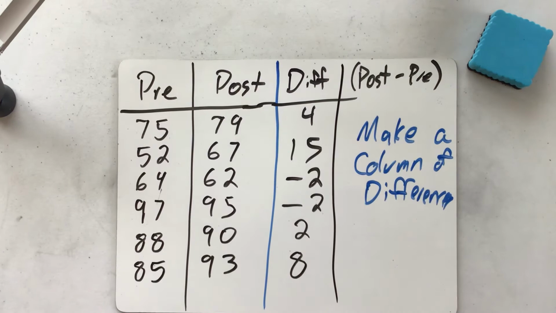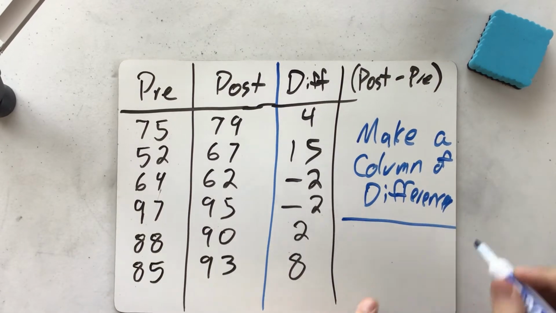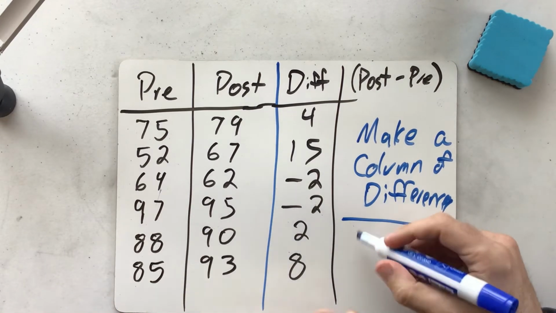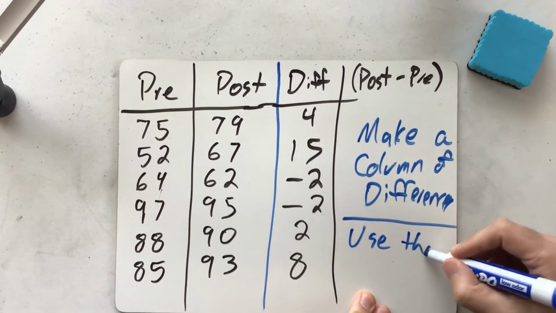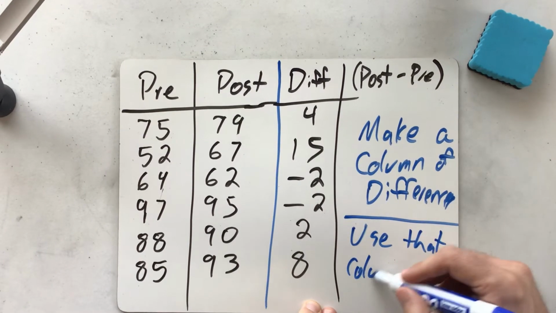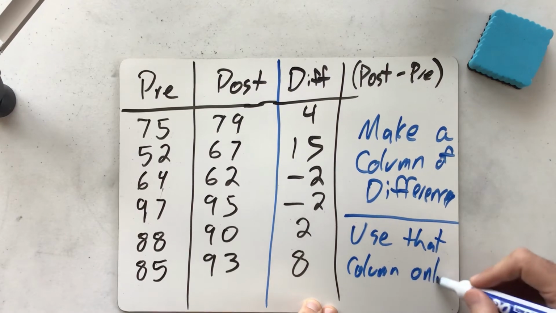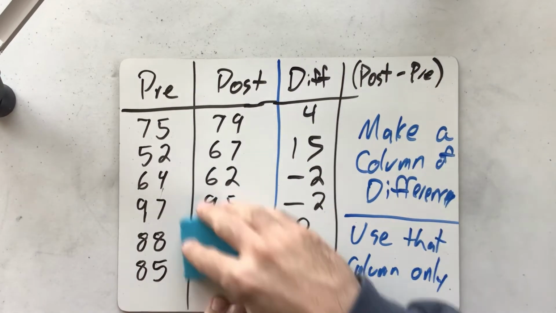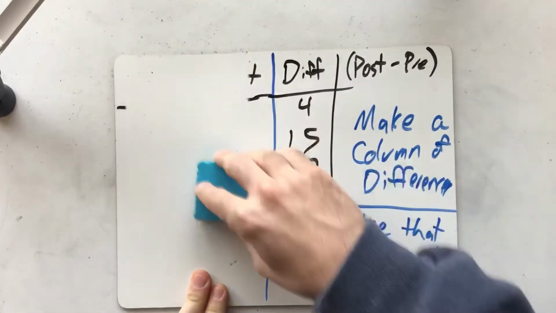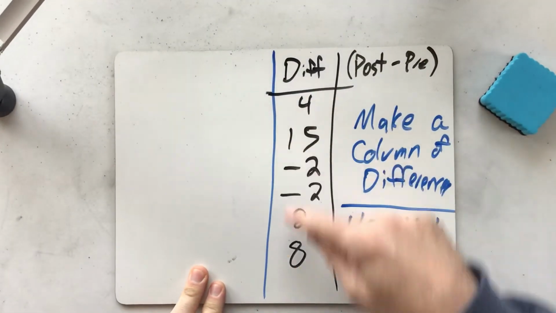Now, once I have my column of differences, I'm going to ignore the first two columns and use that column only. So I'm now going to erase my pre and post tests and just look at this column of differences.